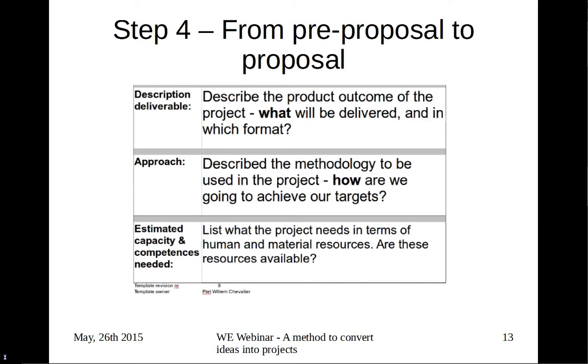So once we know why we're doing it and in which way it's interesting, which were the two blocks that we've filled up before, then we have a description of the deliverable, which basically describes the product outcome of the project. What will be delivered in which format? Is it a new sort of manual for building towers? Is it a market assessment report? Is it a new organization of an education, of a workshop?